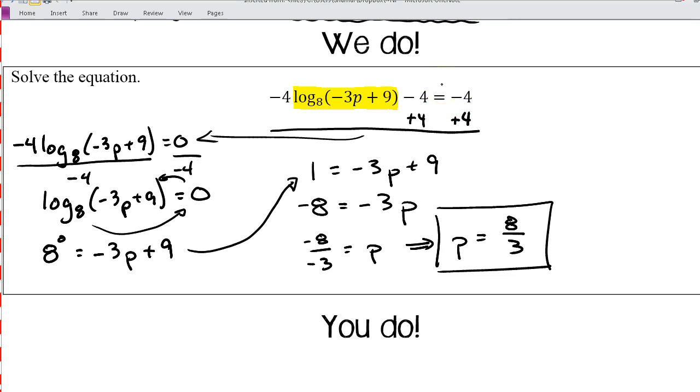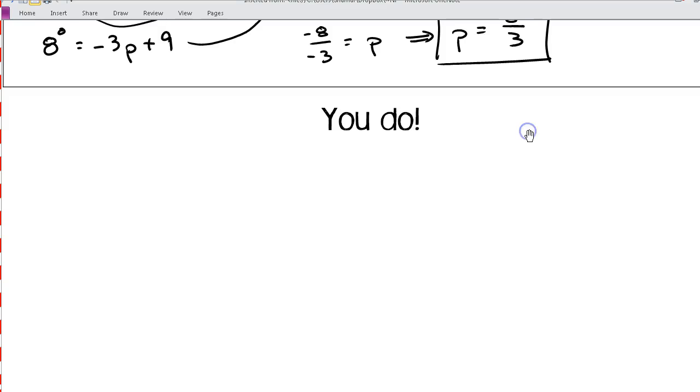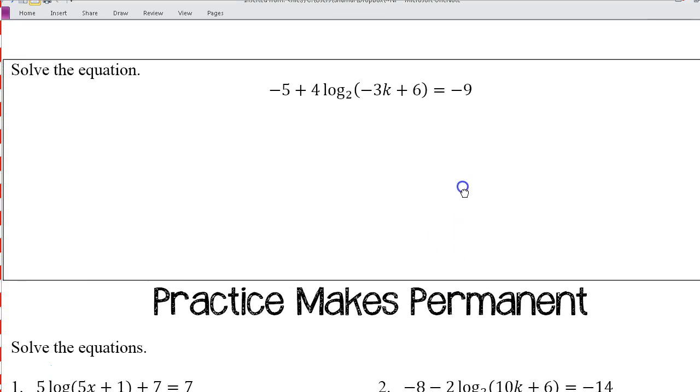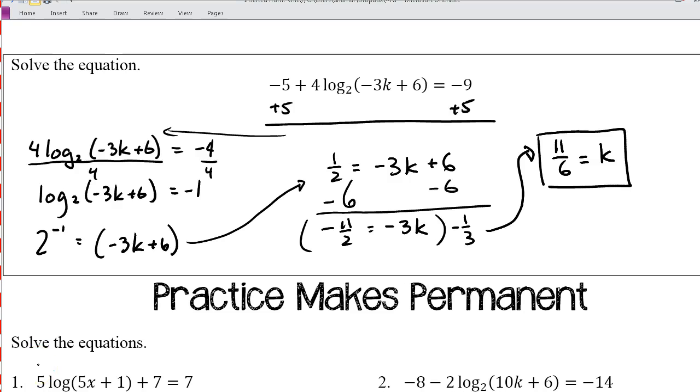Alright, so why don't you go ahead and pause the video and work out this next one. When you restart the video, the solution is going to be there for you. So, unless you want the solution to pop right up, pause the video now, and when you restart, we'll talk about the answer. Okay, so here's the solution for the you-do.